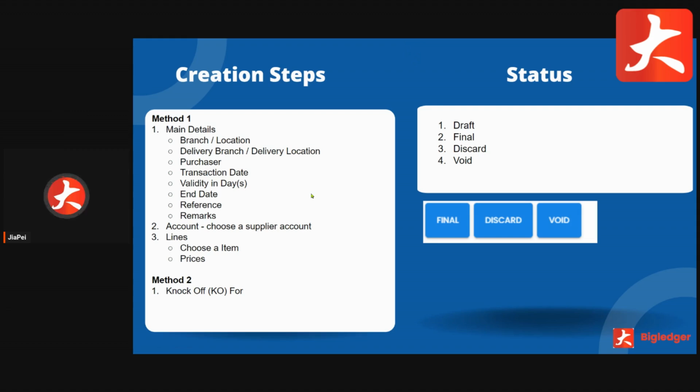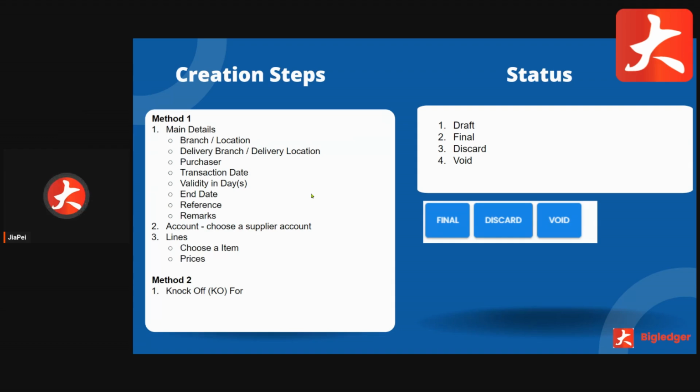Okay, then when we create a new purchase order, the first status will be the draft status. Then in draft, you can continue to save as draft. Then in draft mode, you can edit the PO. So once you confirm everything, then you just change the status to final. After you final the purchase order, you're not able to change the information anymore.